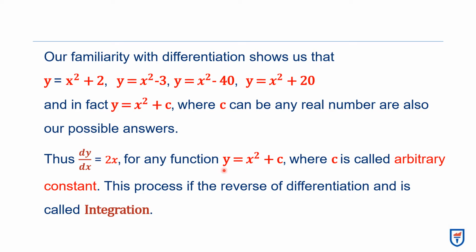With that in mind, it is very important whenever we are integrating for us to put a constant c, an arbitrary constant, which will represent any constant that might be in front of our function. Because when we differentiate this function with a constant plus 2, it gives us 2x. When we differentiate y equals x squared minus 3, which has a constant of minus 3, it also gives us 2x. So it will be difficult for us to know the exact function where the derivative is coming from.